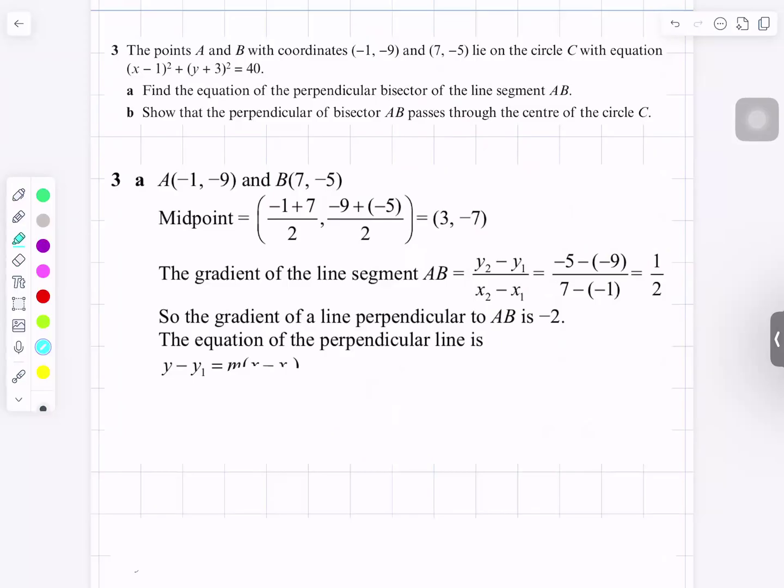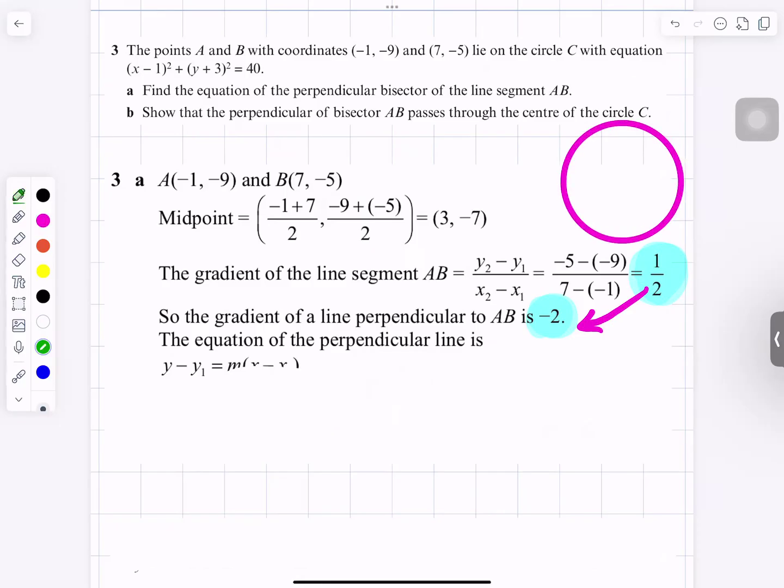How do we change from this half to minus 2? Why do they change from half to minus 2? Because of the perpendicular gradient rule. If you have that circle, you have that line AB there, and then you have the perpendicular bisector. So which one has a gradient of half? Which one has a gradient of minus 2? Look at the blue and the green line.